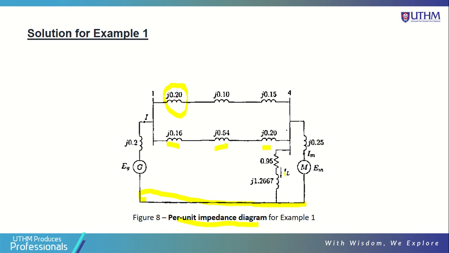This is a load, this is your motor. This one we call the per unit impedance diagram. So you need to draw the per unit impedance diagram, and then put all the information of the impedances in per unit values. Okay, this is the solution for example 1.